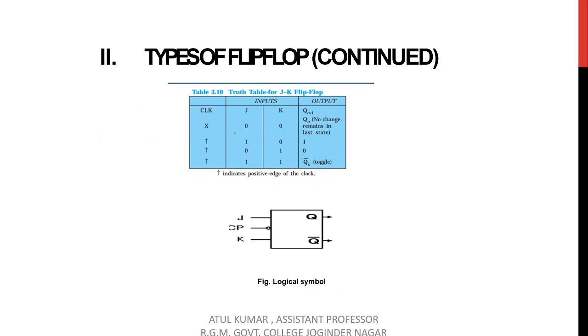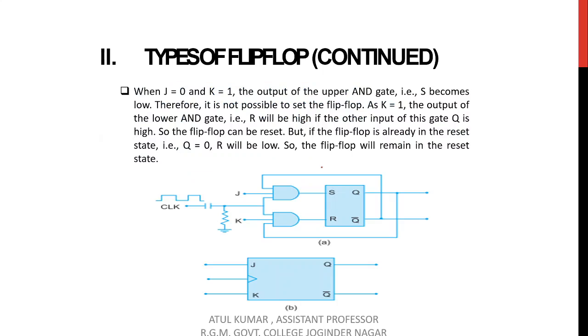In the truth table for the JK flip-flop, when both J and K are 0, there is no change in the last state. When J is equal to 1 and K is equal to 0, the output becomes 1. When J is equal to 0 and K is equal to 1, the output becomes 0. When both J and K are 1, there is a toggle: if the previous output is 1, it changes to 0, and if the previous output is 0, it changes to 1. This is the complement of the previous state.